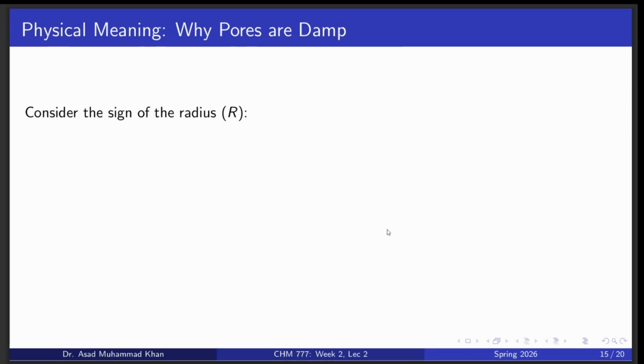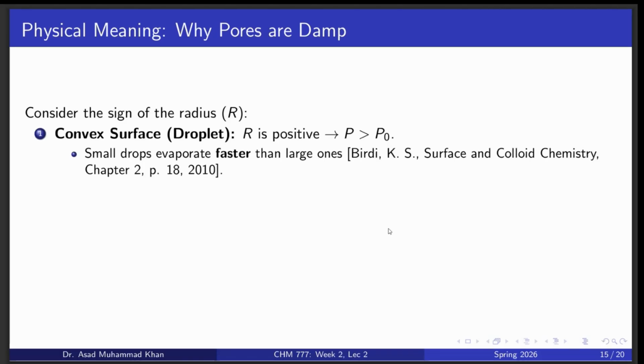So consider the sign of the radius r. If we have a convex surface, that is, if we have a droplet, then r is positive. P will be greater than P naught. Small droplets evaporate faster than the larger ones.